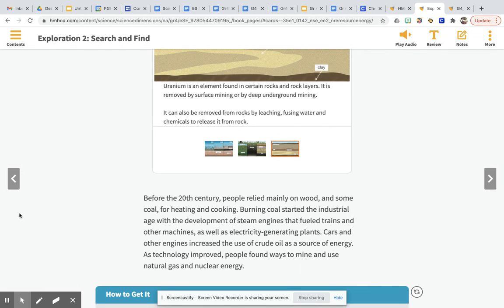Before the 20th century, people relied mainly on wood and some coal for heating and cooking. Burning coal started the industry age with the development of steam engines that fueled trains and other machines, as well as electricity generating plants. Cars and other engines increased the use of crude oil as a source of energy. As technology improved, people found ways to mine and use natural gas and nuclear energy.